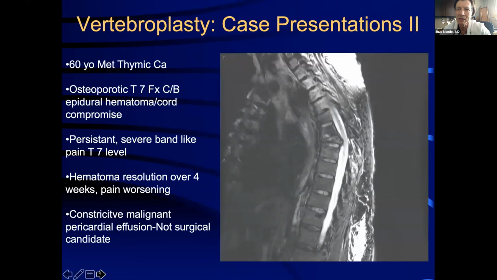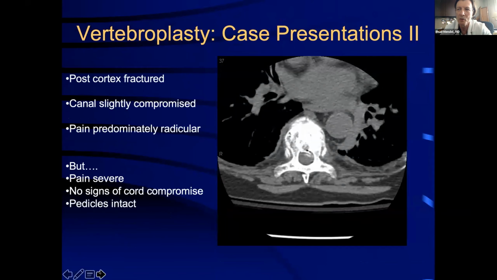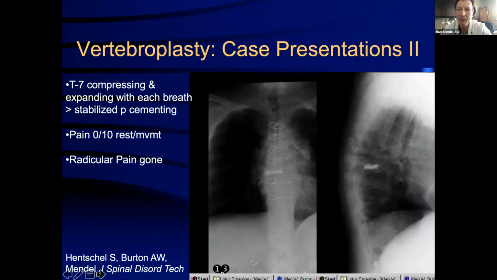And it started with this particular case where we had a 60-year-old with thymic carcinoma, which meets some of the criteria of not to do cement, with bone in the canal, severe collapse. The patient could not go through a vertebrectomy since she had constrictive malignant pericardial effusion, so she was not a surgical candidate. And so we ended up doing vertebroplasty here, and it was published as a case report in the Journal of Spinal Disorders and Techniques. And you can see the cement right there in the vertebral body, and that patient was able to get out of bed with significant pain relief.